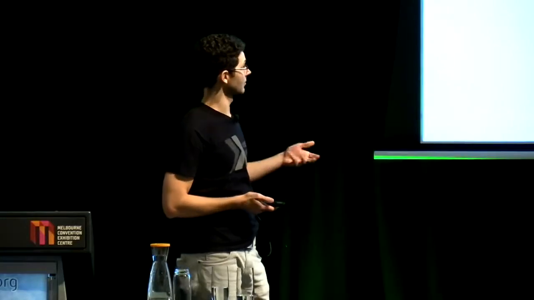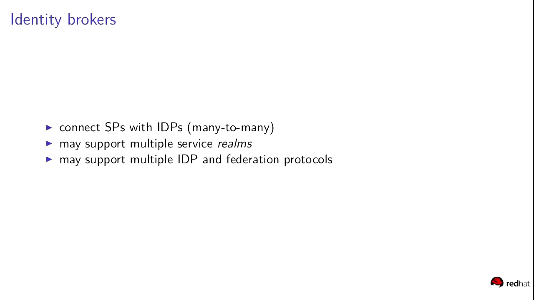Yeah, and they support multiple identity provider and federation protocols, so they can also act as adapters. So if you have a service provider program that only understands OpenID Connect, but you need to connect it to an identity provider that only talks SAML, you can put an identity broker in the middle and it can basically translate between the two protocols.